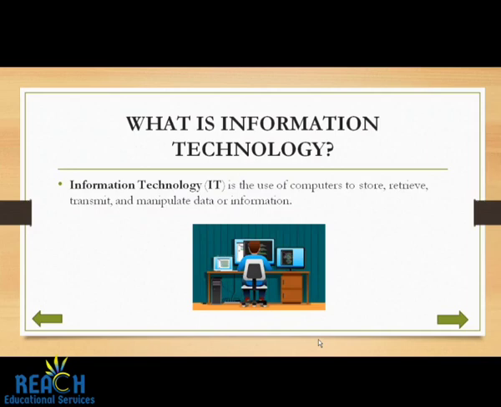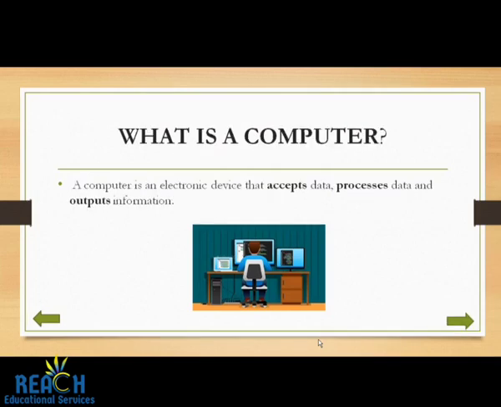Can anybody tell me what a computer is? Well, if you said that a computer is an electronic device that accepts data, processes data, and outputs information, then yes, you were correct. But notice I didn't say it accepted information nor processed information, but I said it accepts data, processes data, and outputs information. But why is that so? Follow me to the next slide and then you will find out.